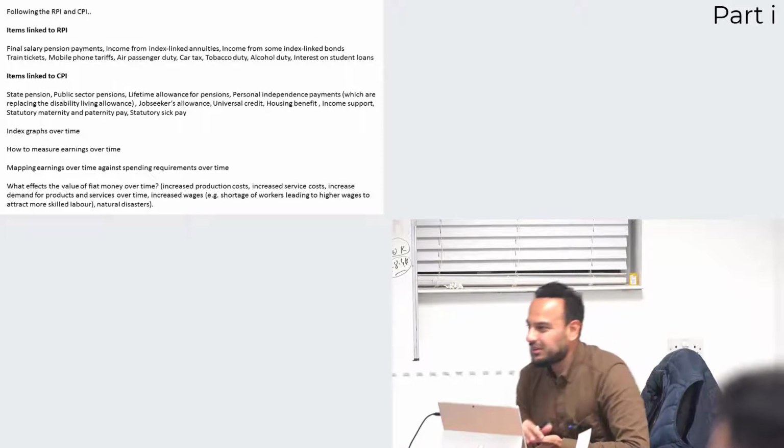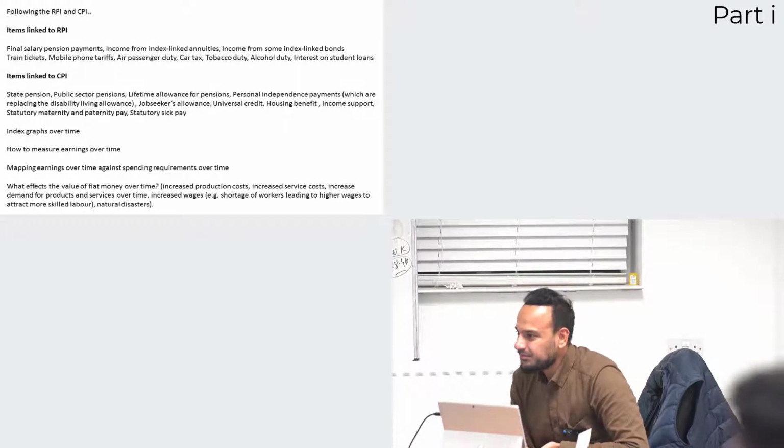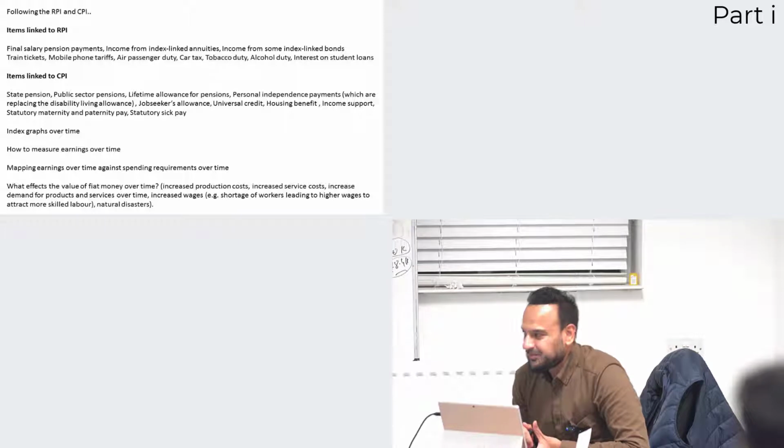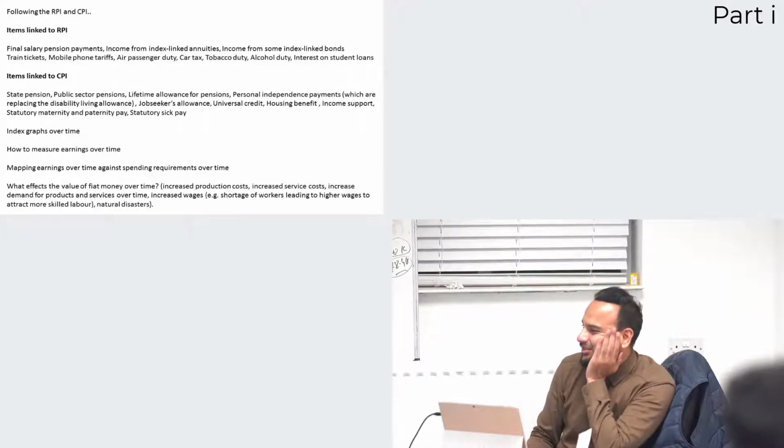Did you only factor in the CPI to calculate that? Yeah, CPI. Why not use RPI? Because that's what they use today, so it's more accurate.